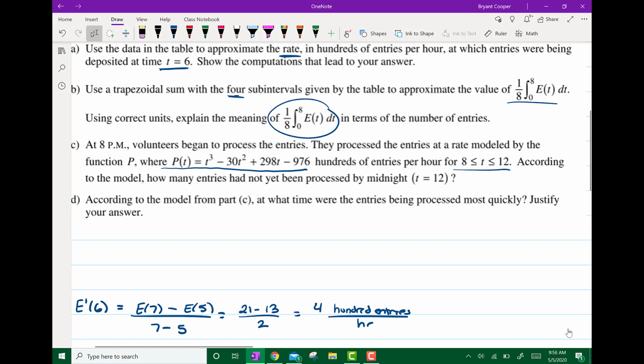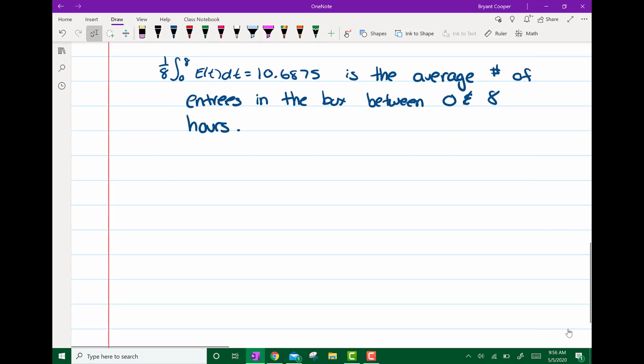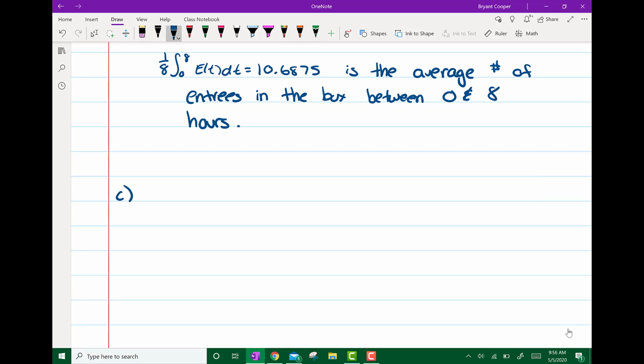Okay, so if I want to know how much have been processed, I'm going to integrate P of t. So the first thing I need to do is I have 2,300 entries, and I'm going to subtract the amount that have got counted, which is the integral of the rate at which they get counted. So then this is going to be 23 minus 16, which is 7. So there's 700 entries left at time 12.